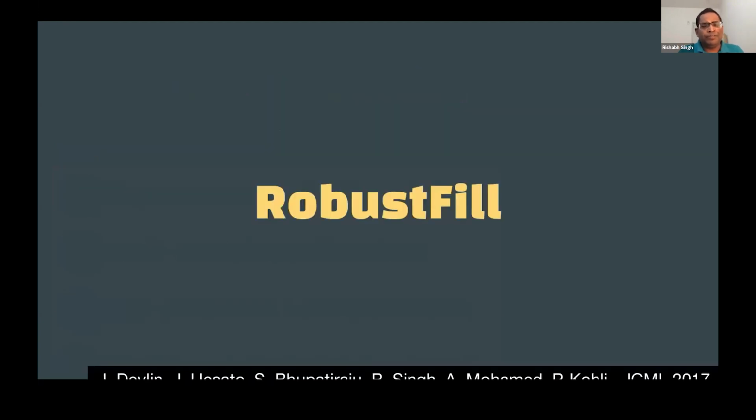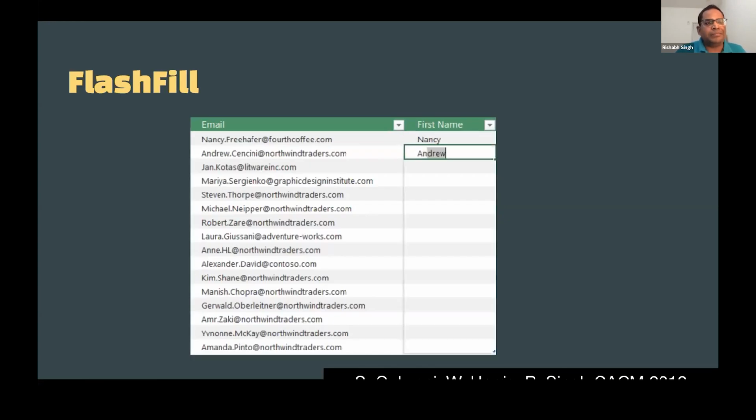And for this, I'm going to use a system called RobustFill. This is built on top of a system we built a few years back called FlashFill, which is a programming by example system for spreadsheet users. Here the idea is users can give a few input-output examples of what they would like the system to do. And in the backend, the system would learn a program that can then be run on the remaining entries in the sheet to finish their task.